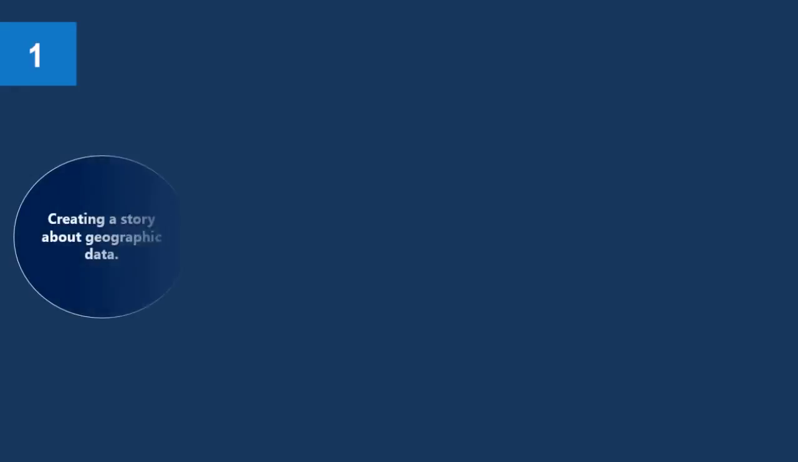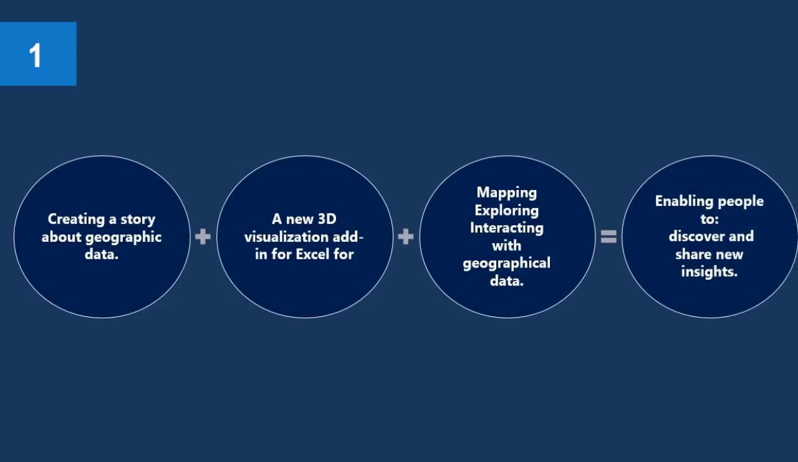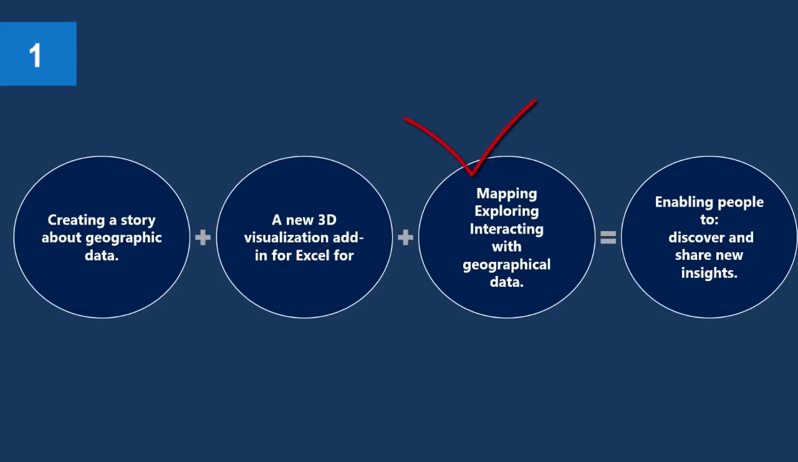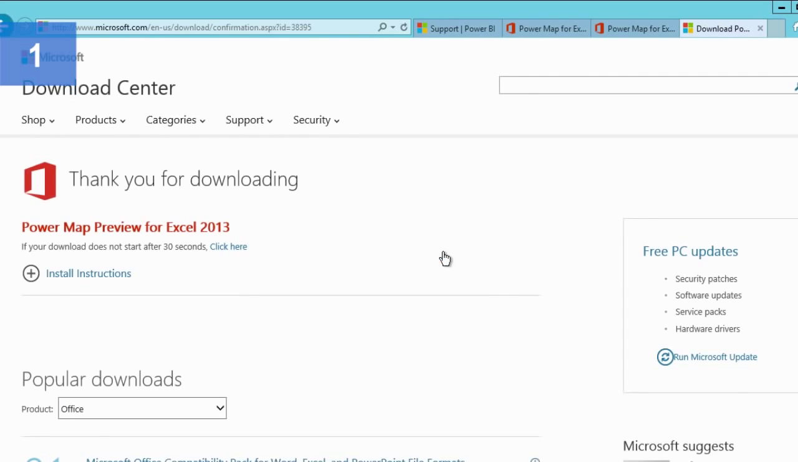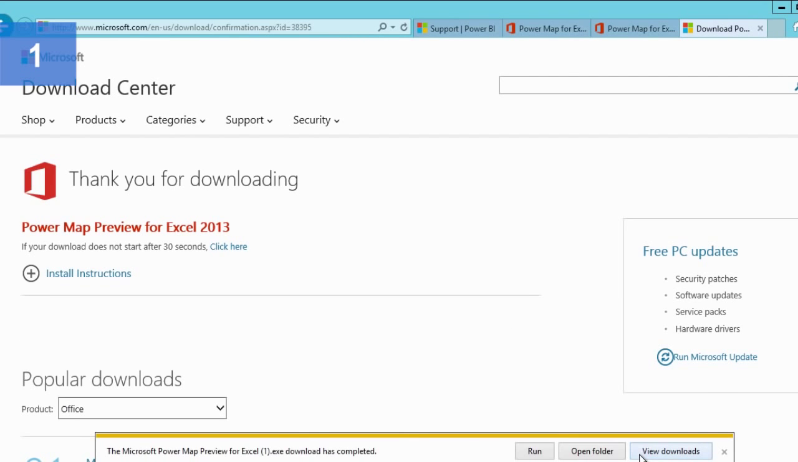Now, Power Map is ideal for creating a story about geographic data. Power Map is a 3D visualization add-in for Excel, which can be used for mapping, exploring and interacting with geographical and temporal data, enabling people to discover and share new insights. Power Map is available for download, and it's also available in Office Professional Plus 2013. Power Map is also included in Office 365.